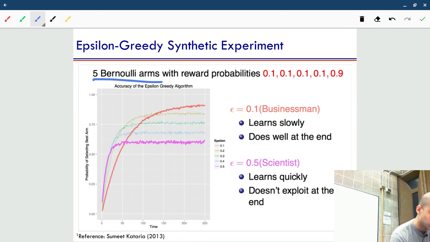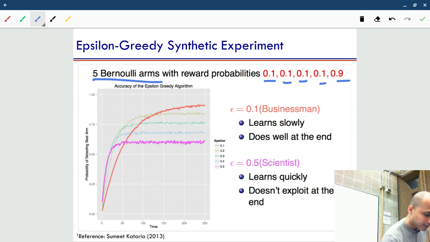And here's a picture. Let's say the arms are actually Bernoulli. They are essentially conversion rates. Let's say there are five arms, so five websites, five variants. If I show the first website, the conversion rate is 10%, so 1 out of 10 people sign up or buy the product. And same thing with the next four. And the last one, people really like it. They will get converted because of a lot of information or the way it's presented or whatever.